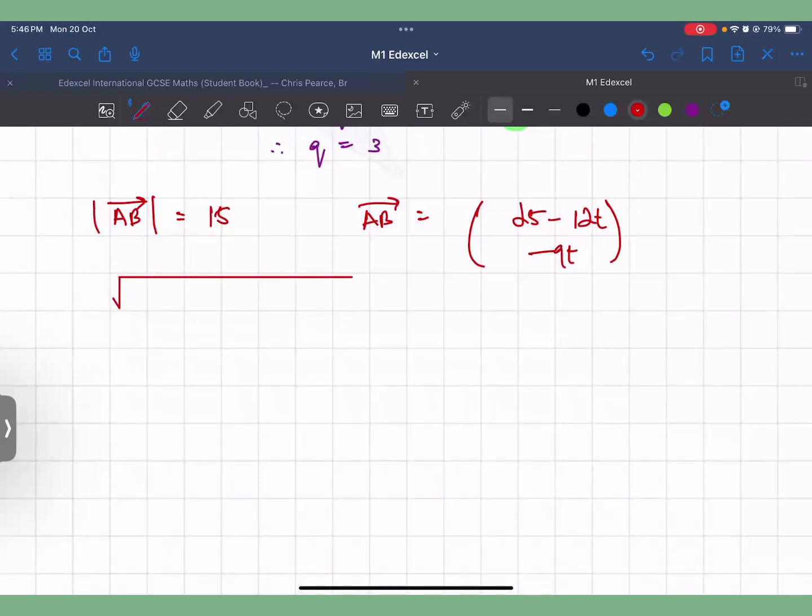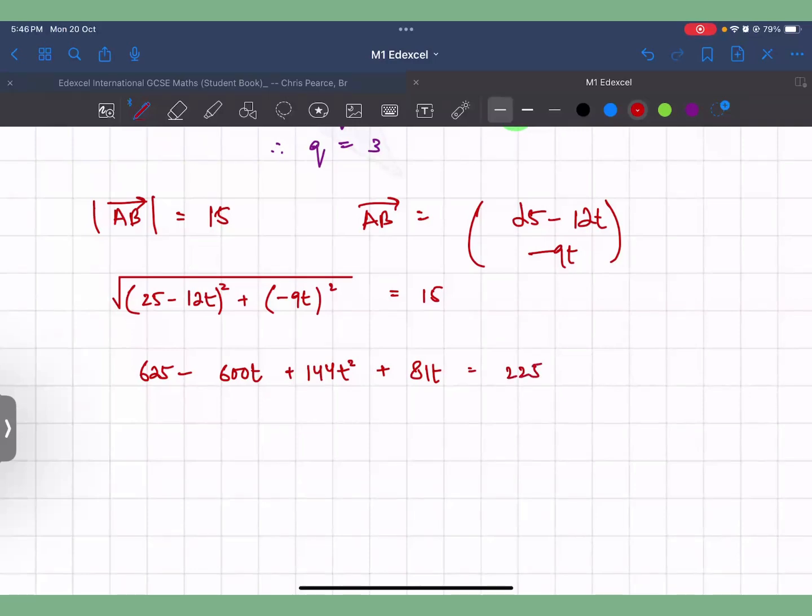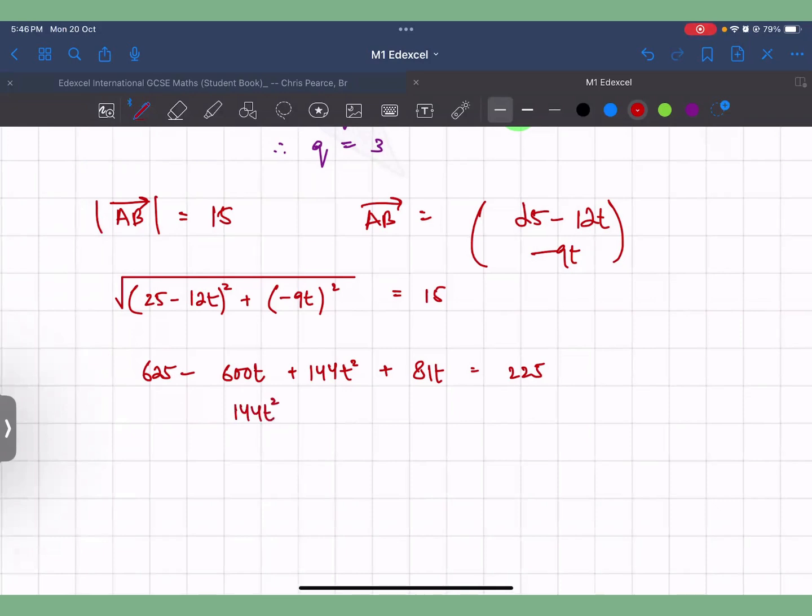the square root of (25 minus 12t) squared plus (minus 9t) squared, which is equal to 15. If you square both sides and then expand the left part, you will get 625 minus 600t plus 144t squared plus 81t squared is equal to 225. I moved the square root to the other side. So 144t squared minus 519t plus 400 is equal to 0.